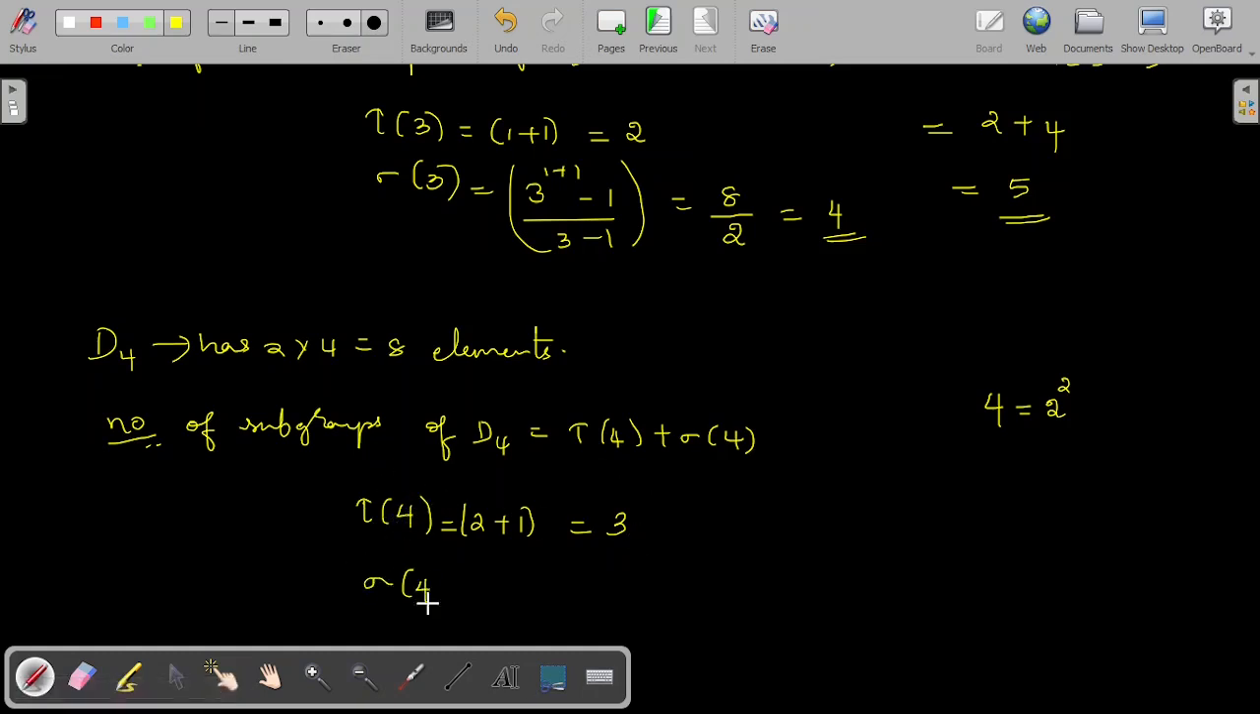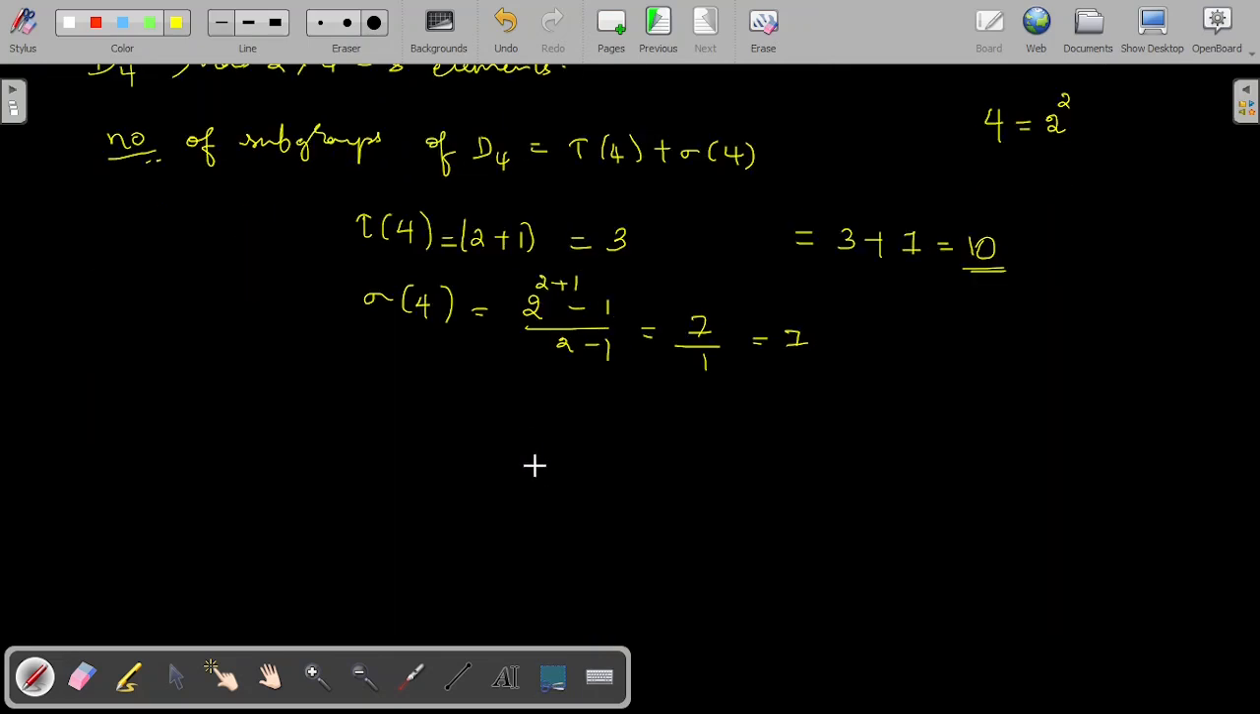Next, the sum of positive divisors, that is 2 to the power 2 plus 1, minus 1, by 2 minus 1. How much is this? 2 cubed minus 1, 8 minus 1, 7 by 1, which is equal to 7. So add these two values. 3 plus 7 gives you 10. Therefore, there are 10 subgroups for this dihedral group D4. Okay, D5 is also a single prime. D6, let us consider. Now one more example, D6.